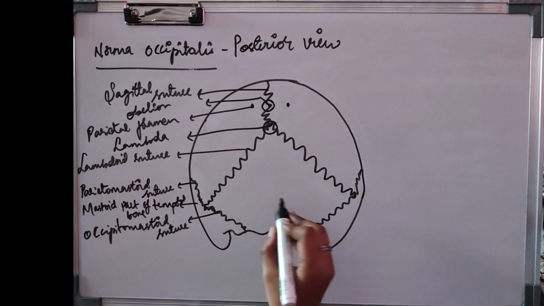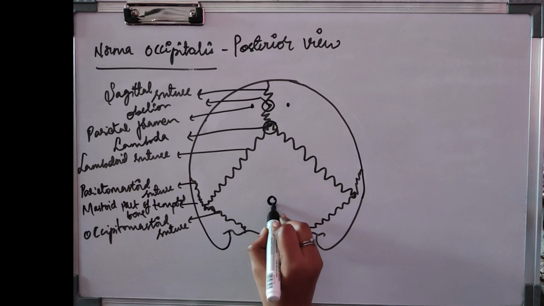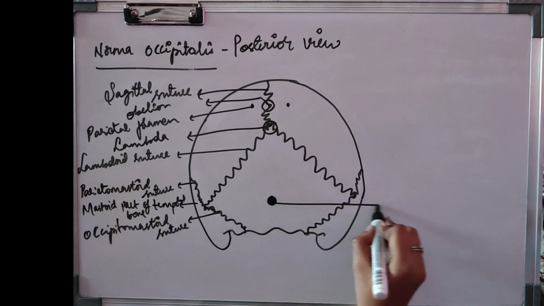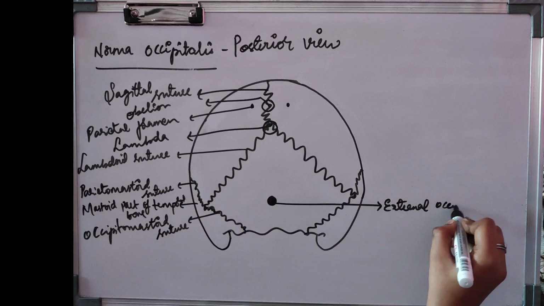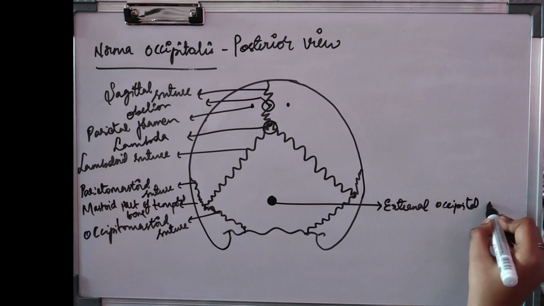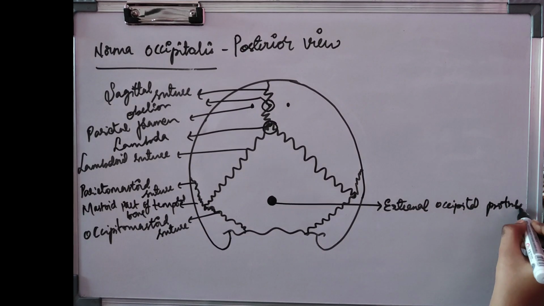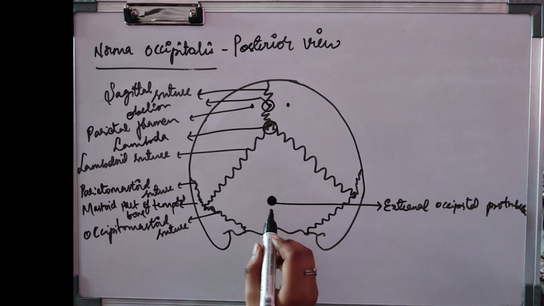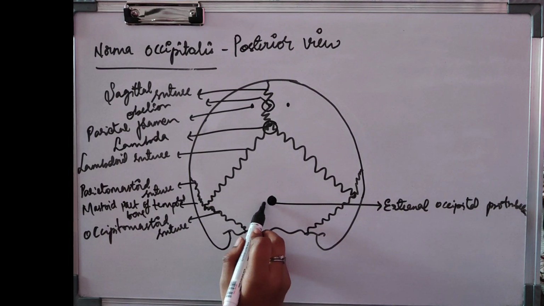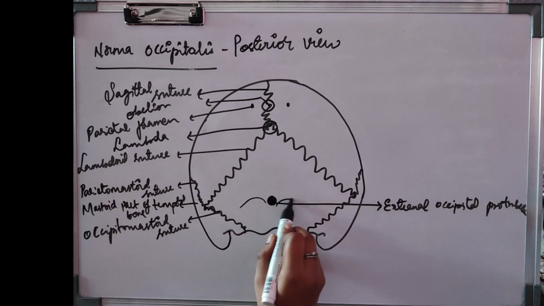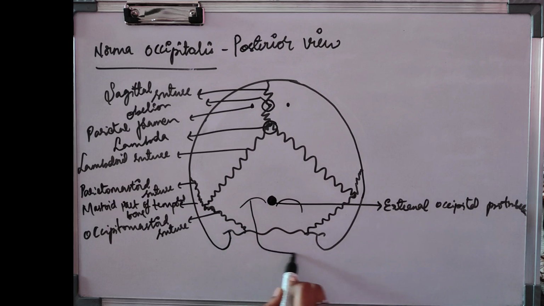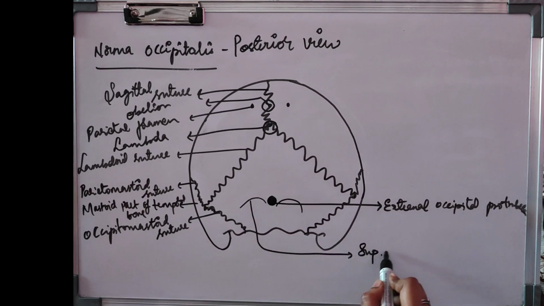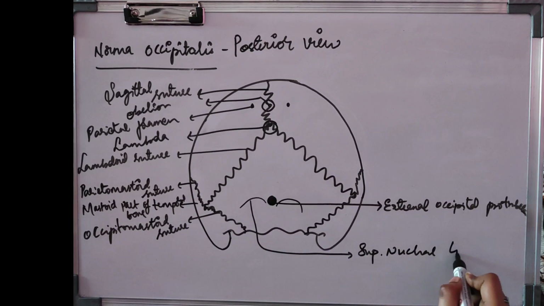We find one median prominence in the lower part of the Norma occipitalis. This is known as external occipital protuberance. And we find some lines passing laterally from the external occipital protuberance, and these are nothing but the curved bony ridges which are known as superior nuchal lines.